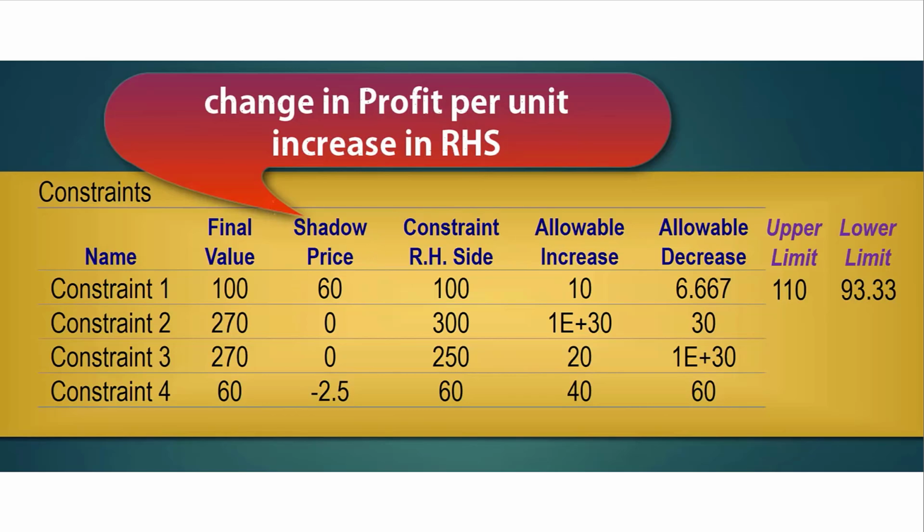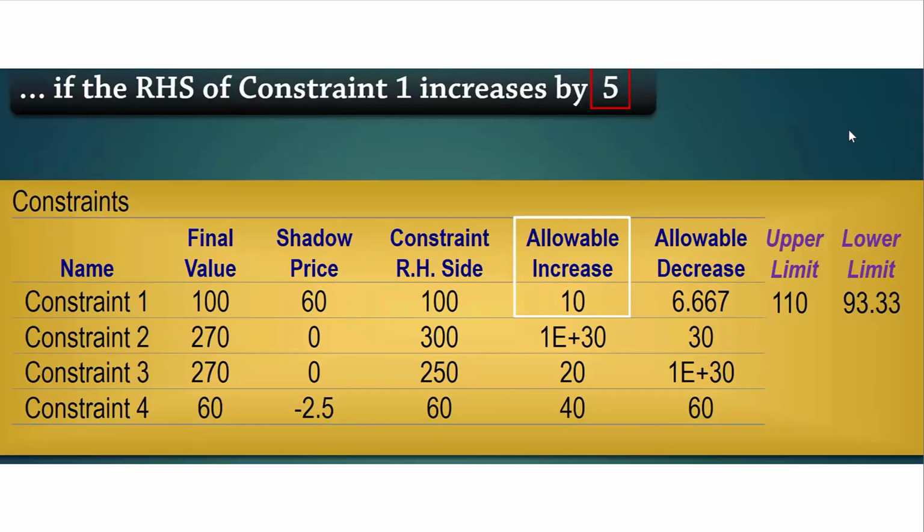For more explanation, we can see in requirement 5, if the right hand side of constraint 1 increased by 5, we see for constraint 1 the allowable increase is 10, so increasing constraint 1 by 5 is okay because it's inside the boundaries of the allowable increase.